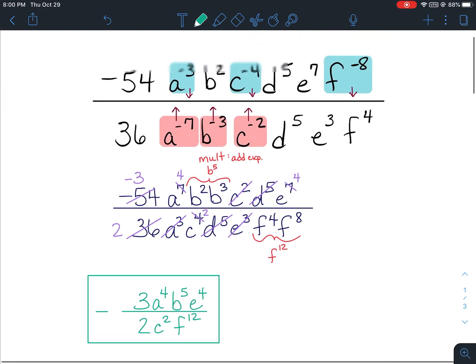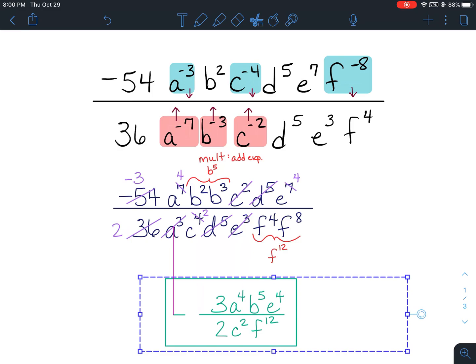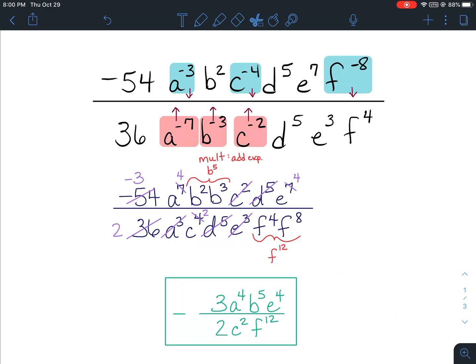So the big long problem that was up above simplifies to this much smaller answer down below. All right, so that is dealing with both negative and zero exponents. The zero exponents were the d to the fifth and d to the fifth, because 5 minus 5 would be 0. If you have any questions on this, please let me know.